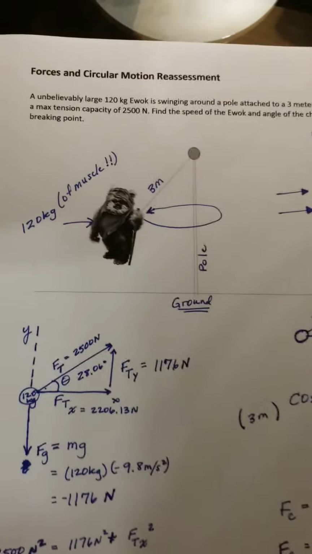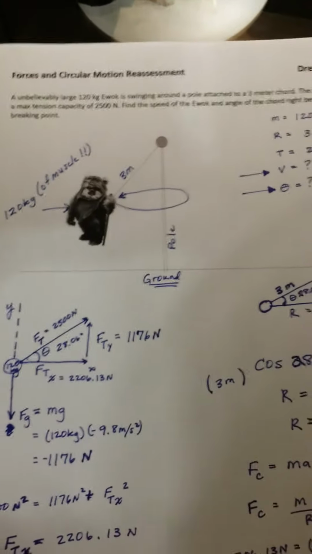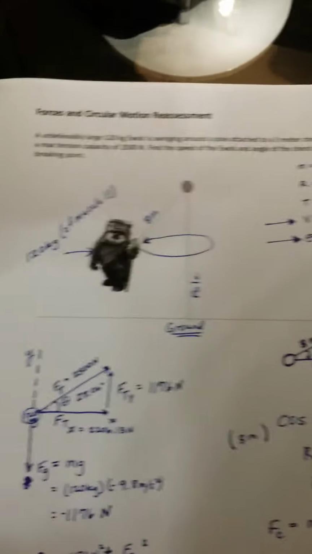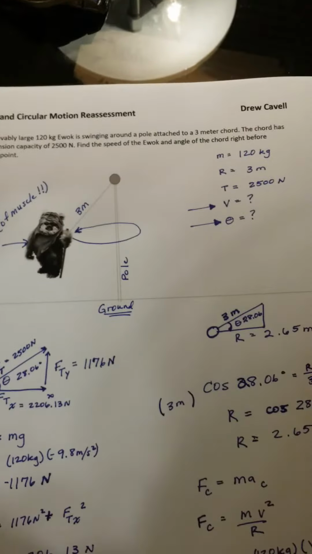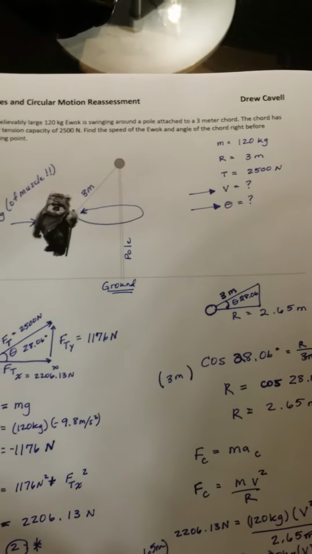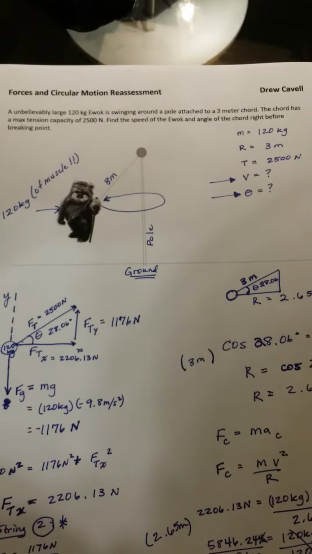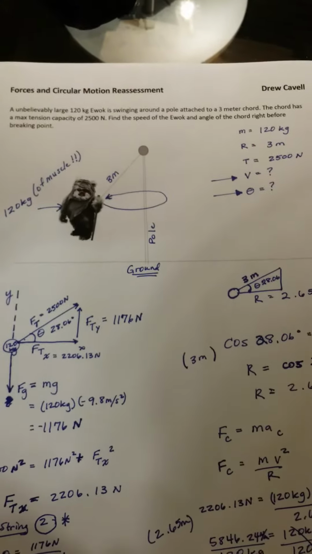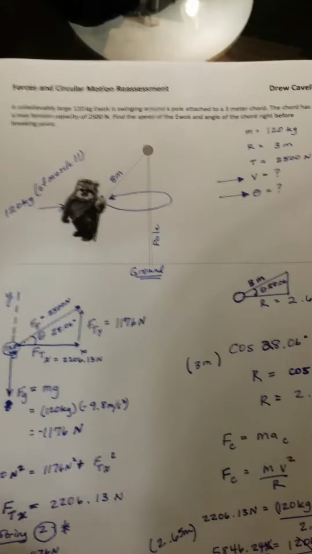This is an uncharacteristically large Ewok. He's 120 kilograms, pretty big. But of course he probably thinks it's solid muscle. He's swinging around a pole, and the cord is 3 meters long. The cord has a max tension capacity of 2,500 newtons. So if it goes over 2,500 newtons, it will break.